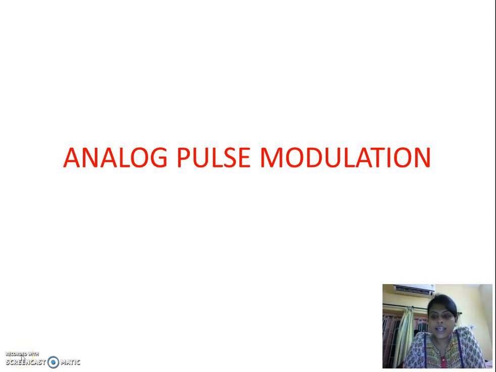Hello, today our topic is analog pulse modulation. Now modulation, pulse modulation means the carrier signal is pulse. There are two types of modulation, basically continuous wave modulation and pulse modulation. When the carrier signal is continuous, we call it continuous wave modulation, and when the carrier signal is in the form of pulse, we call it pulse modulation.